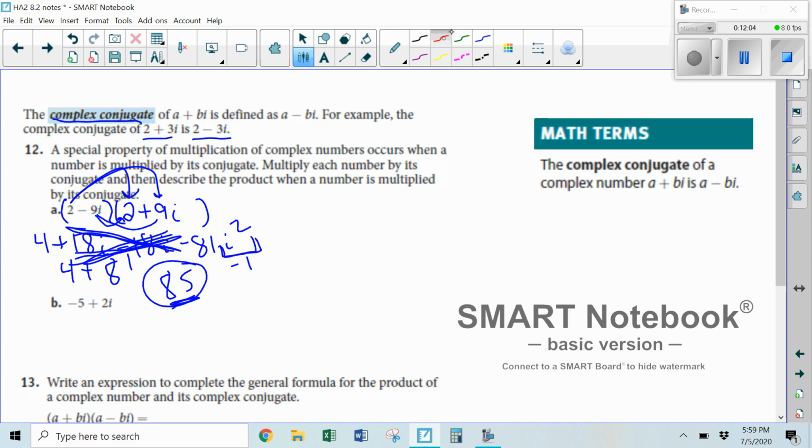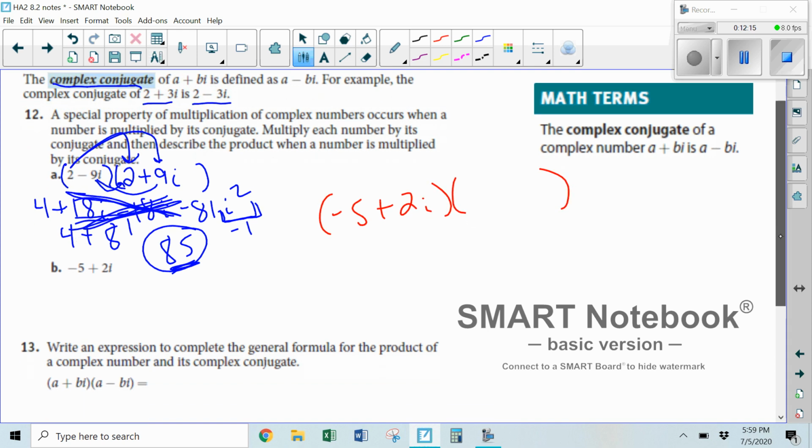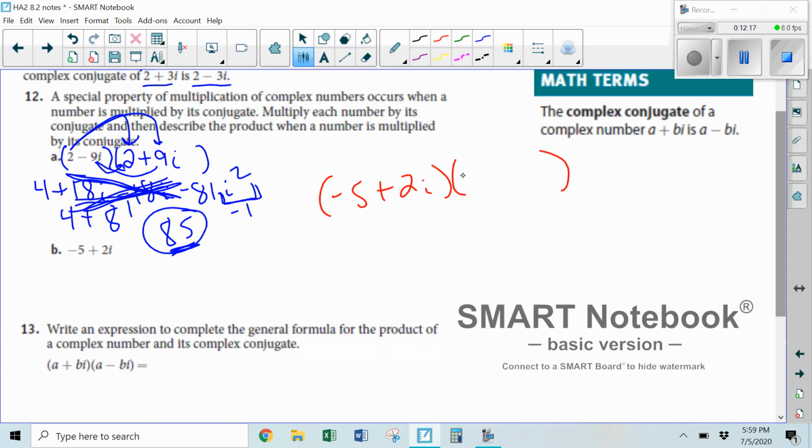Let's try another one. Maybe pause the video, try it on your own. I want to multiply this number, I'll do it over here, by its complex conjugate. So what is its complex conjugate? The first part stays the same, negative 5. The imaginary part changes signs. Okay, let's distribute that out.